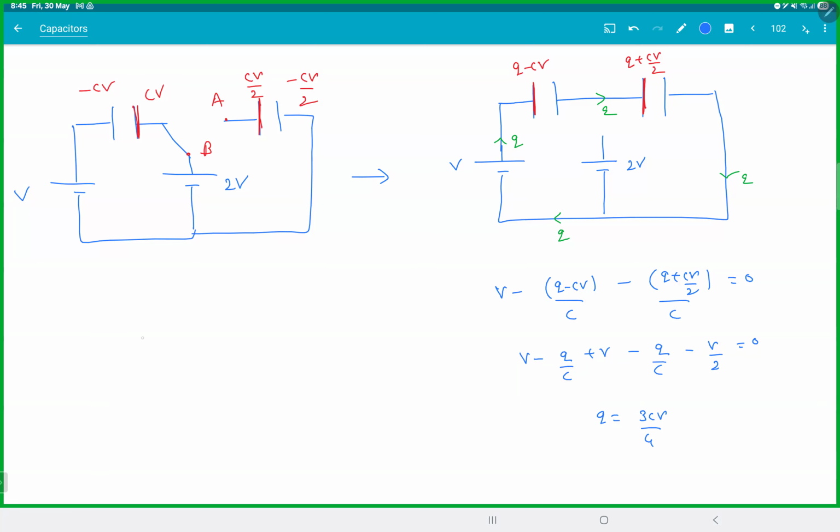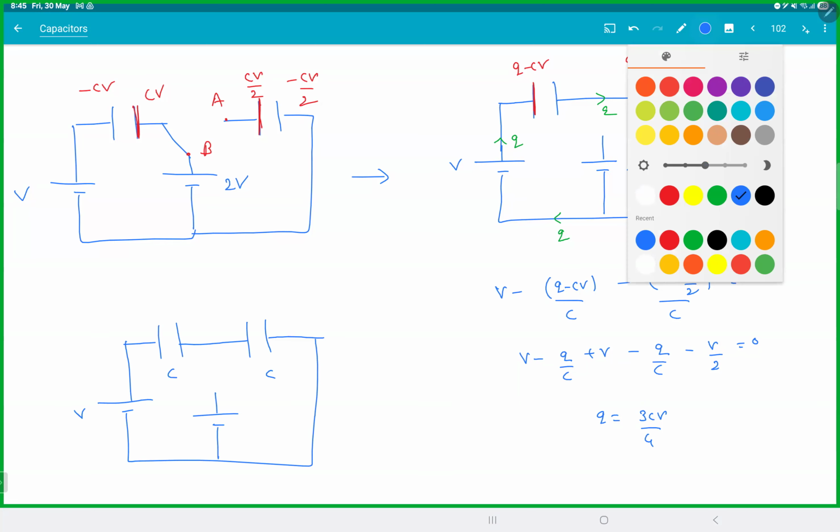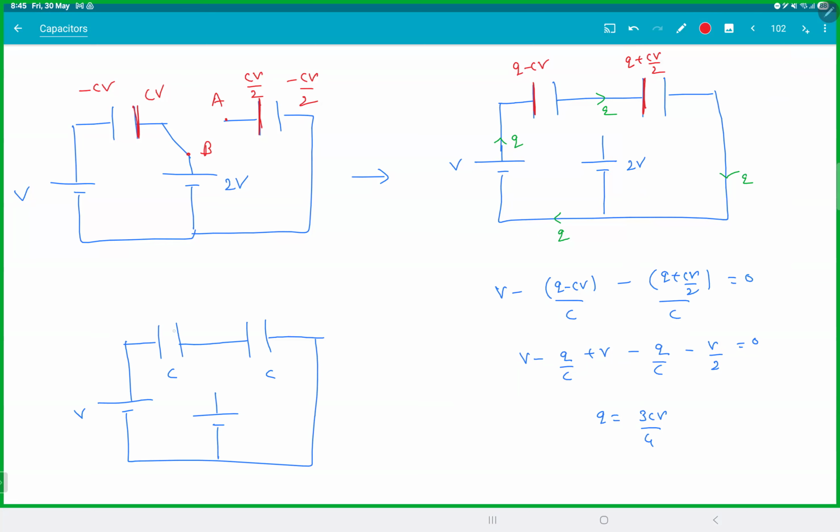Then the final charges will look like this. Kind of expected. That is actually a negative plate. So this guy is the positive plate, CV by 4. This was minus CV by 4. This was 5CV by 4. This is minus 5CV by 4. There. These are not in series. The charges got messed up. These are your final charge distributions, everyone.